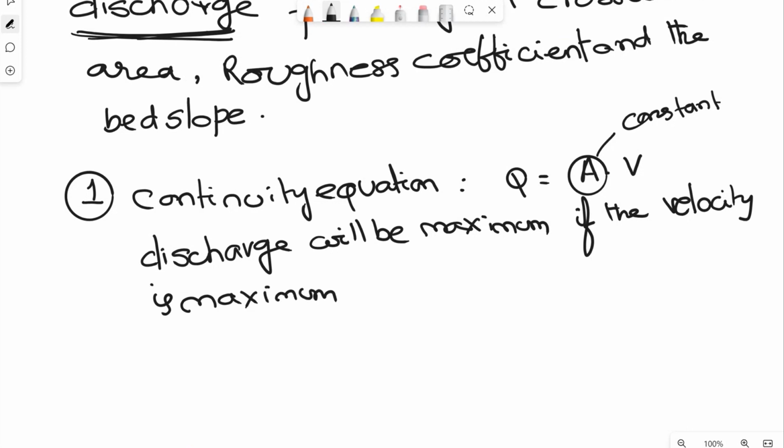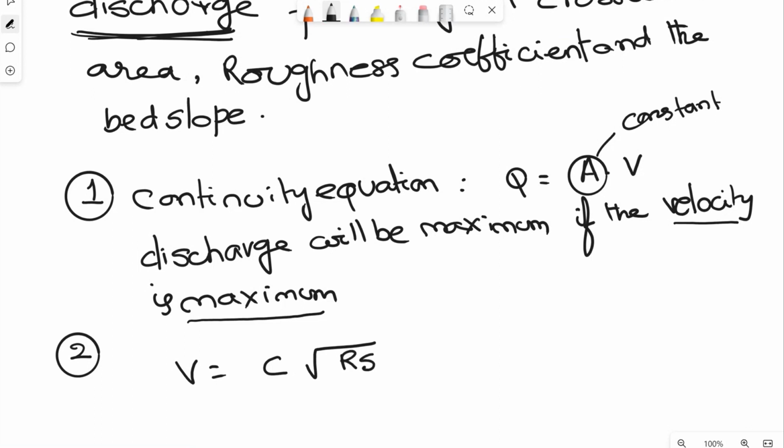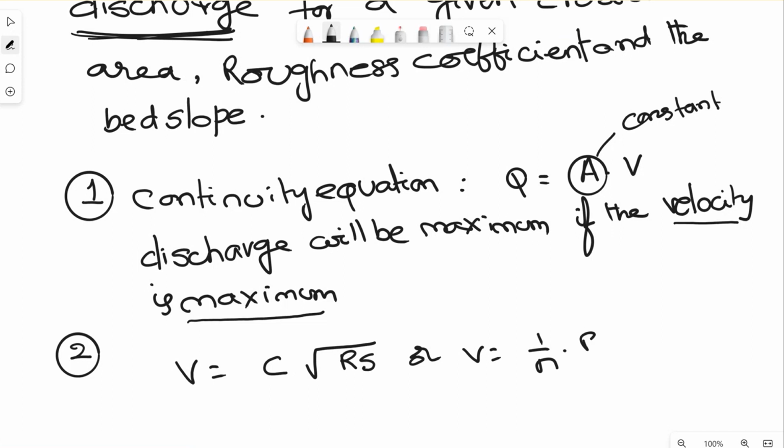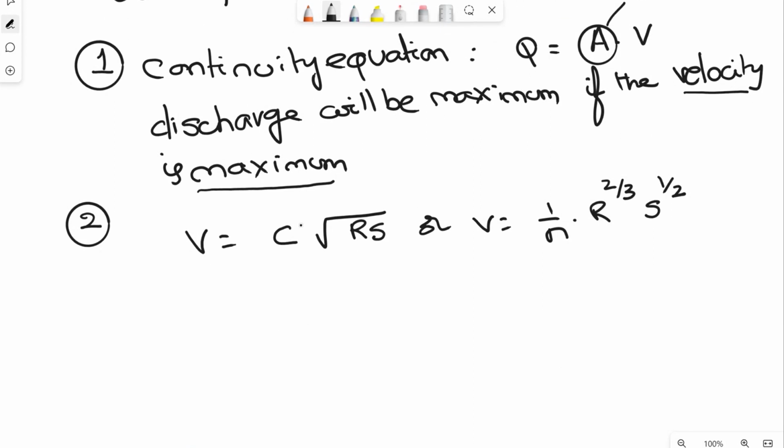So now for the maximum discharge, the first condition is the velocity is maximum. Then only it is possible. Now we know Chezy's or Manning's equation: V = C√(RS), or V = (1/n) R^(2/3) S^(1/2).